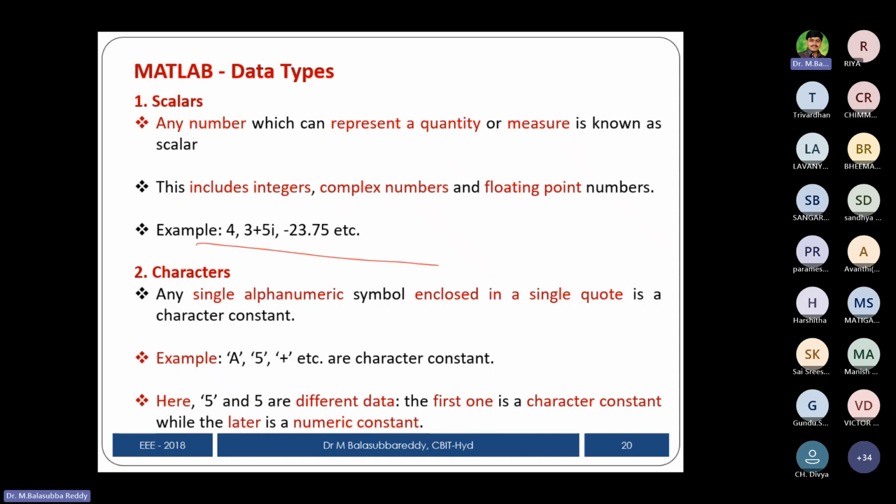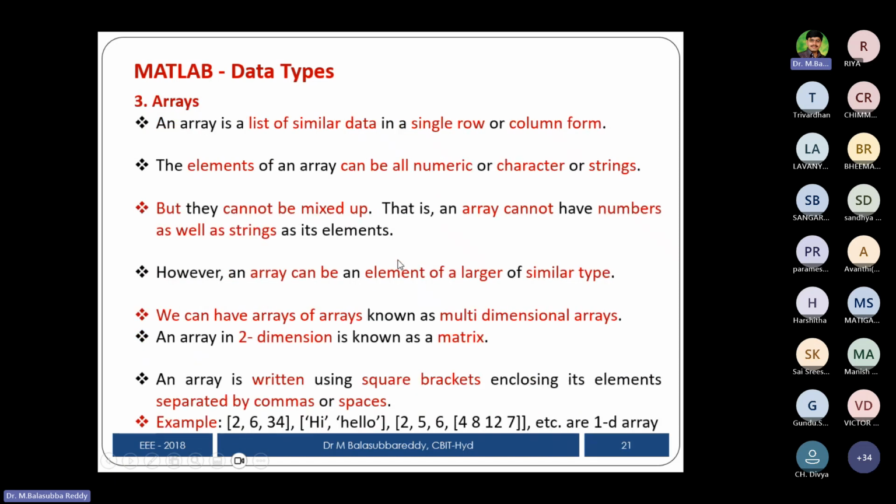And characters: a single alphanumeric symbol enclosed in single quotes. MATLAB uses the single quote for a character. So now there is a 5 and a single-quoted '5', which are different data types, because the first one is a character while the latter is a numerical number, simply a numeric constant. So once you use a single quote, it will be a character.